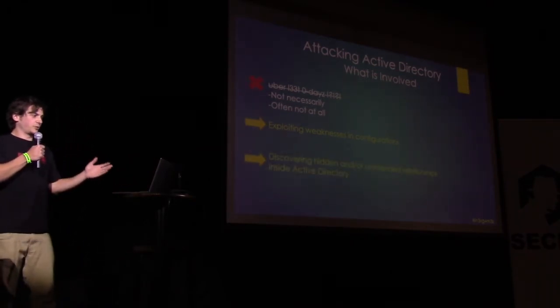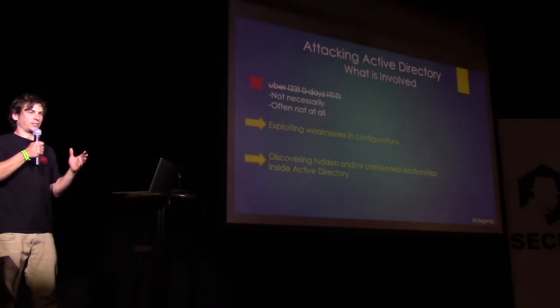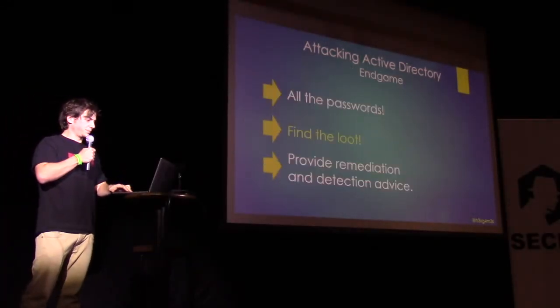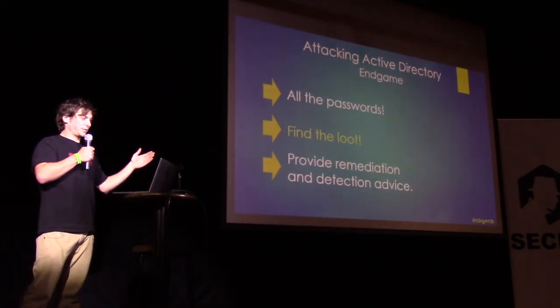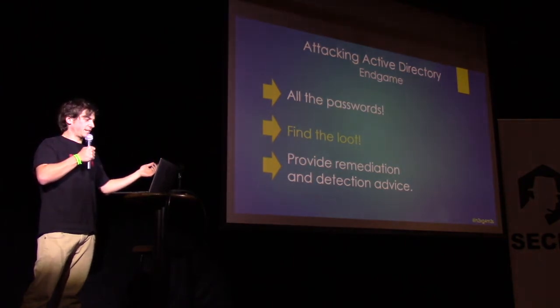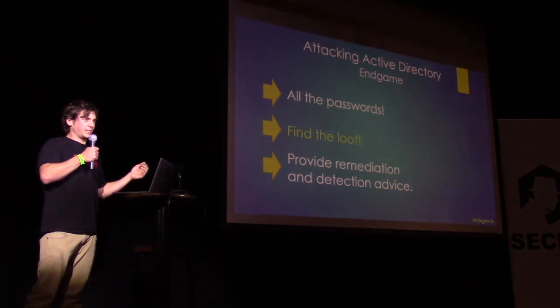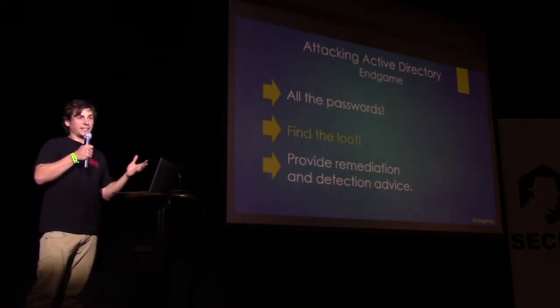We're going to look at some tools later for discovering these hidden and a lot of times unintended relationships between all these objects and all those attributes that not everyone's really aware of. So what's the point of attacking Active Directory? Well, ideally, we want to get all the users' passwords. That's always good to have. But a little bit further than that, we want to find loot, maybe things that they think are important. So if you're attacking a bank, you probably want to find their finances or their bank accounts and all the info there.